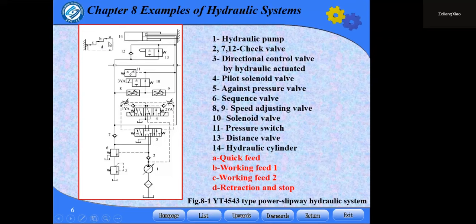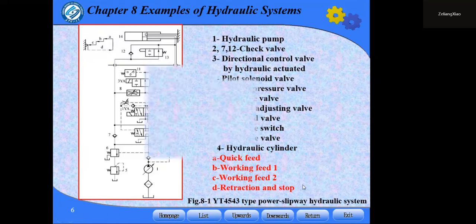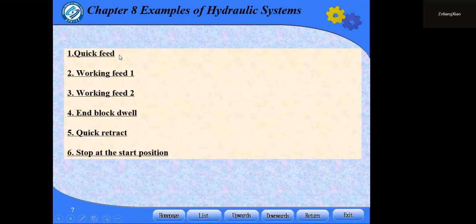The procedures: A is the quick feed, then working feed 1 and working feed 2. B is the end block and stop, then the quick retraction. First one is the quick feed.